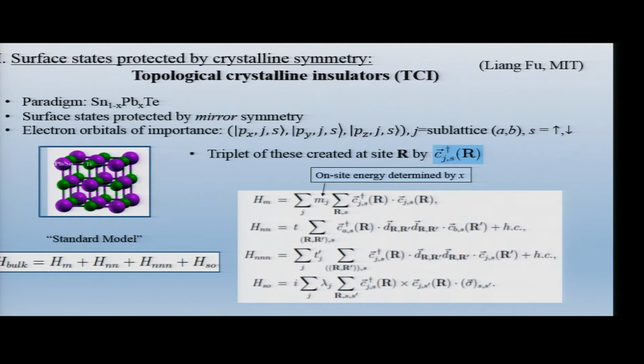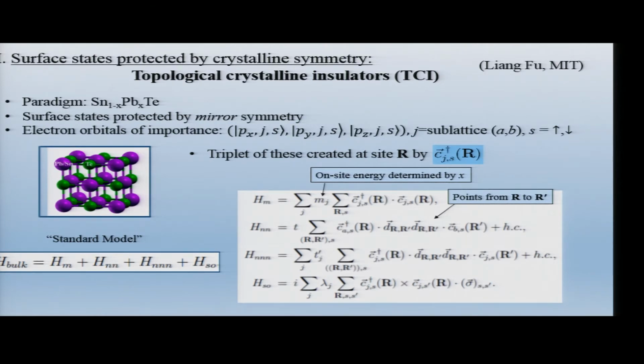The next term is a nearest neighbor hopping term. You notice this D vector here. This is just something that points from one unit cell to the next unit cell, or from the one at R to the one at R prime. And you'll notice that the hopping is directional. So for example, if I look at the px orbitals, those will only come into hopping between neighboring sites that are separated in the x direction, and similarly for the y and z directions.